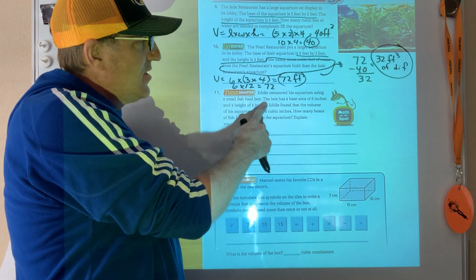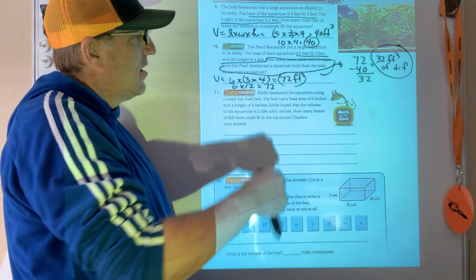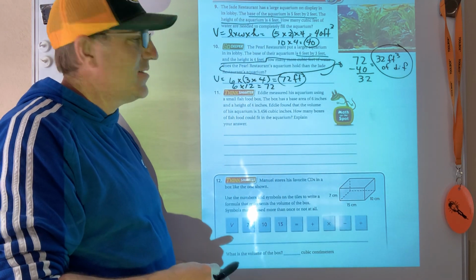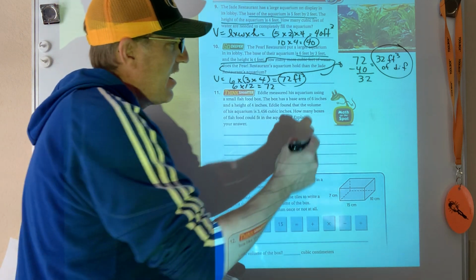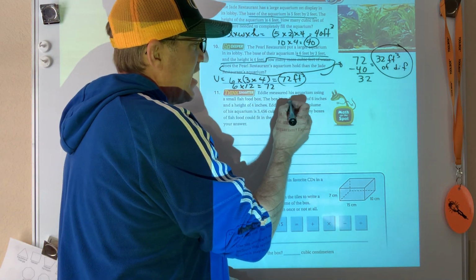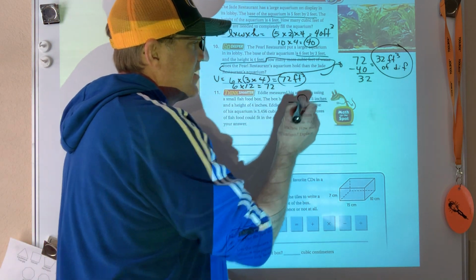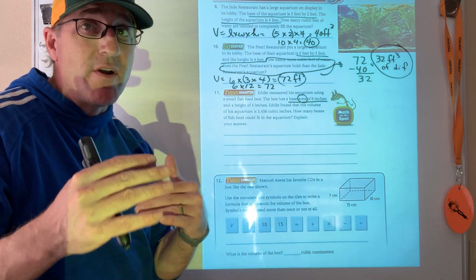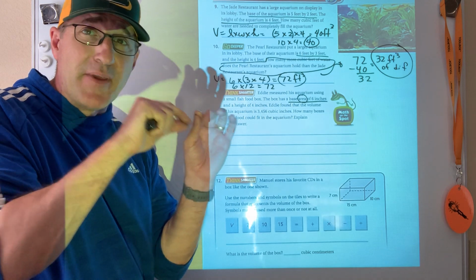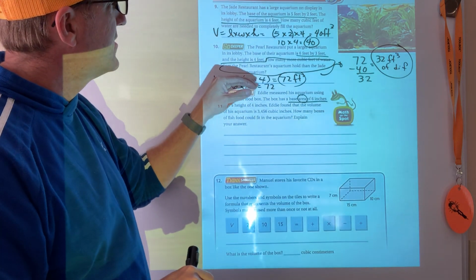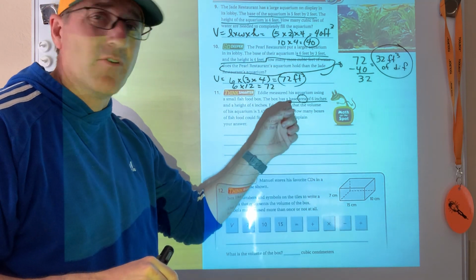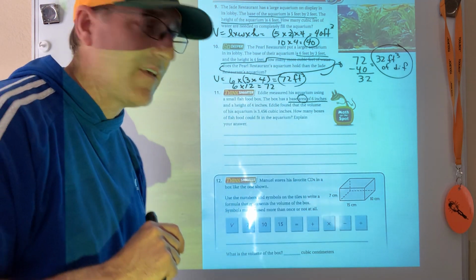Eddie measured his aquarium, a lot of fish, using a small fish food box, because Eddie's got a lot of time on his hands. The box has a base area of 6 inches. It says base area, and I want to draw your attention to that. What is area? Area is length times width. So I've already got the B, the base area. Up here it said the base of the aquarium is 6 feet by 3 feet. It didn't give me an area. Here it's already been multiplied, so it's one less step I have to take.